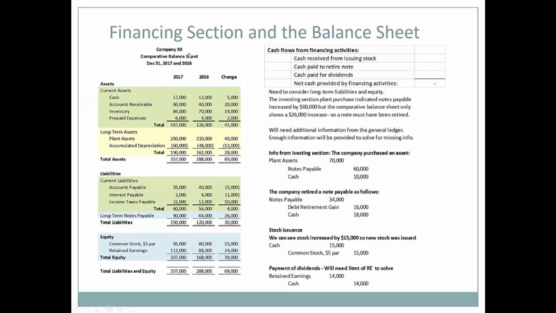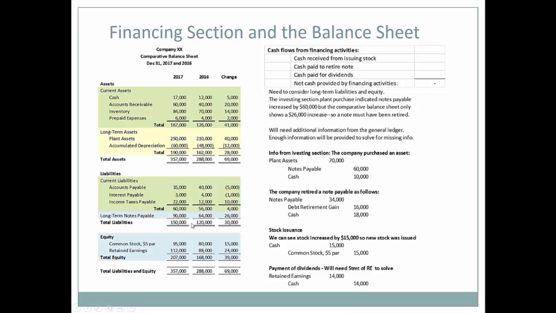So next, let's look at the financing section and the balance sheet. The cash flows from financing activities will be cash received from issuing stock, cash paid to retire a note, and cash paid for dividends. We need to consider long-term liabilities and equity. In the investing section, the plant purchase indicated notes payable increased by $60,000, but the comparative balance sheet only shows a $26,000 increase, so a note must have been retired.